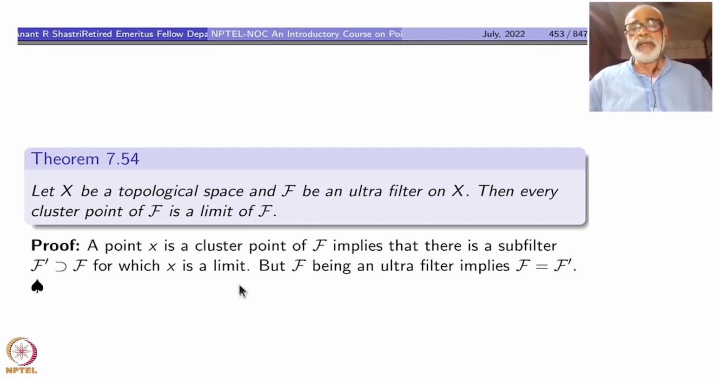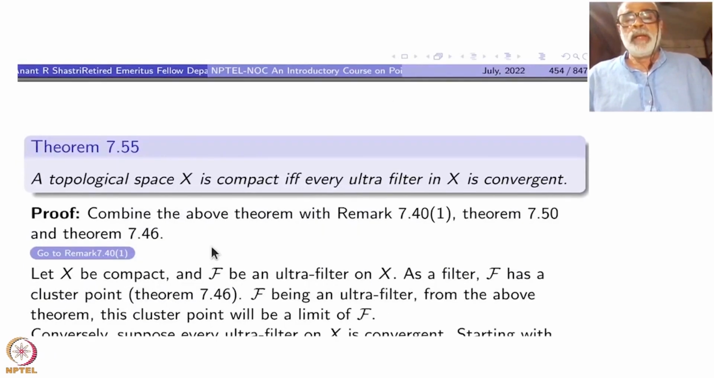Okay, I repeat, if X is a cluster point of F, earlier you have seen that there is a subfilter F prime. Subfilter means what? Containing F, right? For which X is a limit. But F is an ultrafilter, so there is equality here, over. A topological space X is compact if and only if every ultrafilter in X is convergent.